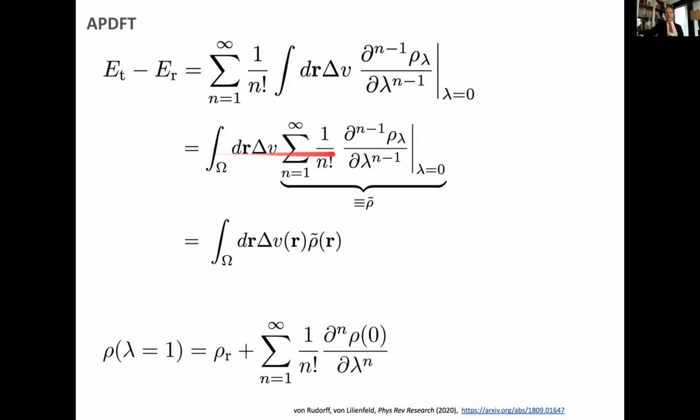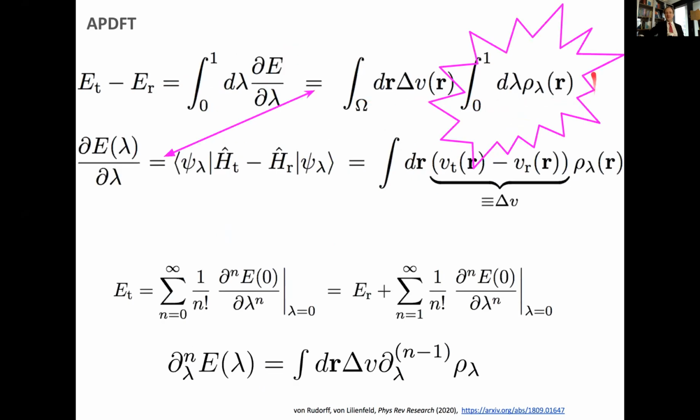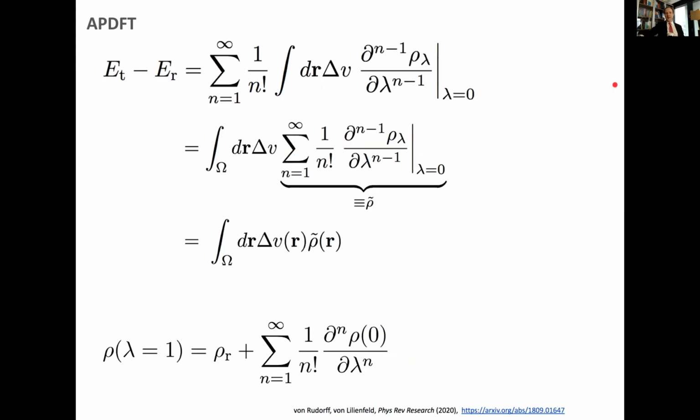And now compare this integral with this integral. Right? You have the dr delta V, and this is the integral over delta lambda. And this means that this lambda integral is nothing else than our Taylor expansion and the shifted index for rho. And this is what we call the rho tilde. This is our average electron density.